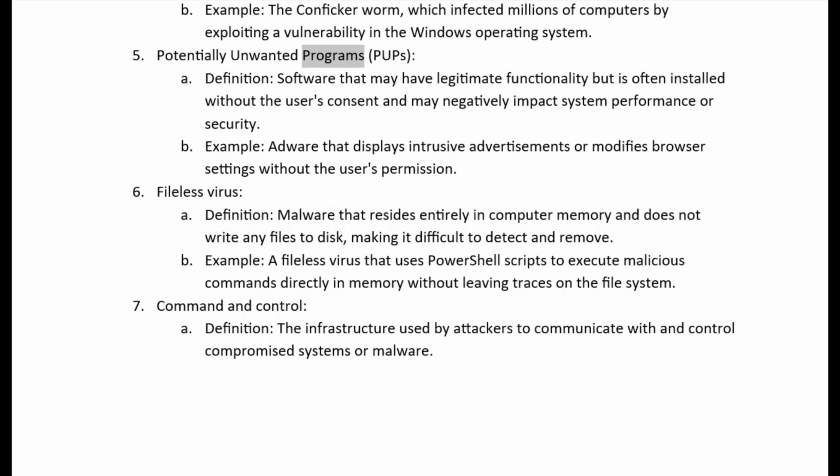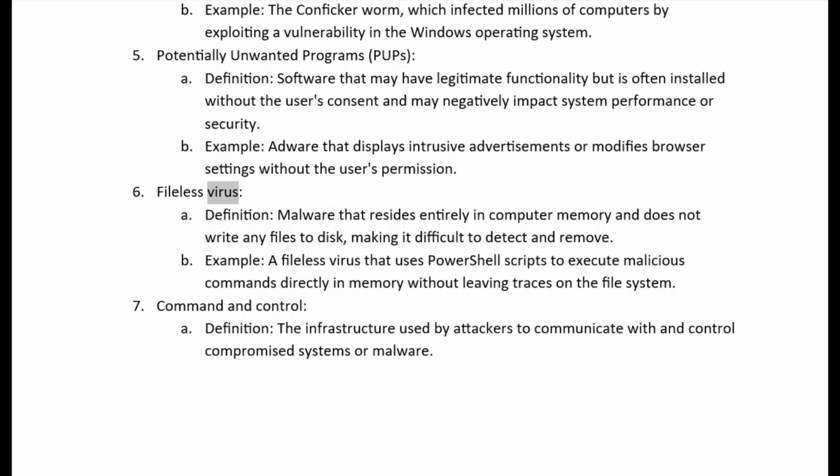Potentially unwanted programs, PUPs. Definition: software that may have legitimate functionality but is often installed without the user's consent and may negatively impact system performance or security. Example: adware that displays intrusive advertisements or modifies browser settings without the user's permission.